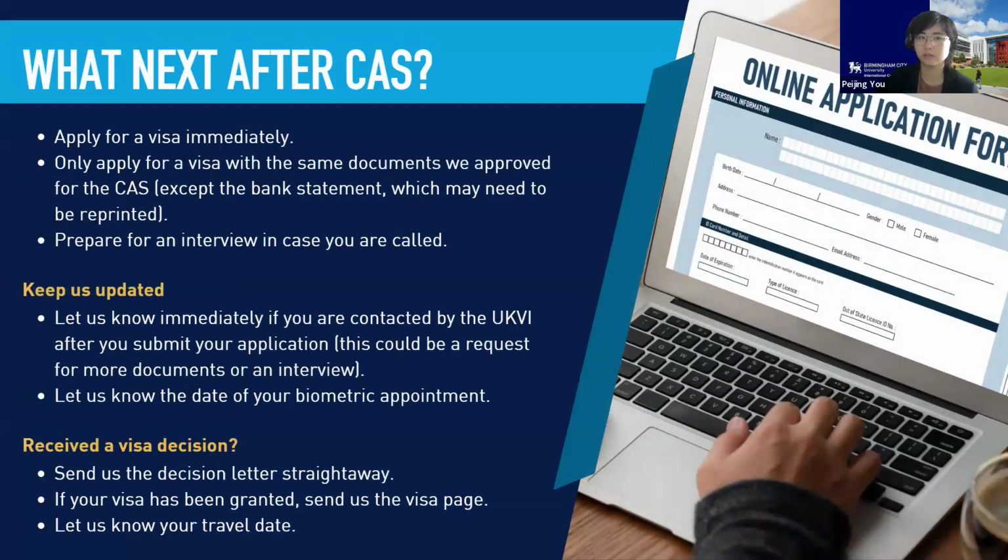Now, what happened after you received your CAS? Once the universities check all the documents and they are happy with them, they will issue the CAS to us. We share it with you, and we advise you to apply for your visa as early as possible, and then use the same documents we approved for CAS, except the bank statement if it is going to expire soon. Make sure you make a new transaction and print a new bank statement for your visa application.